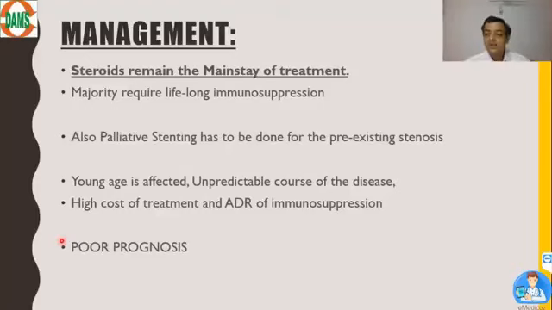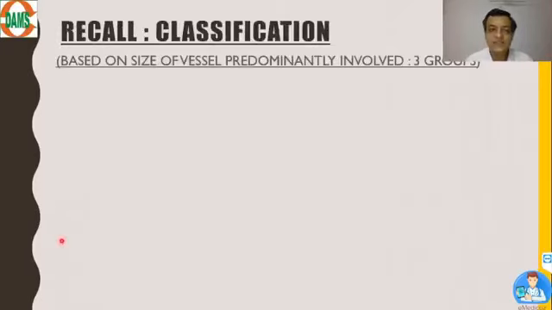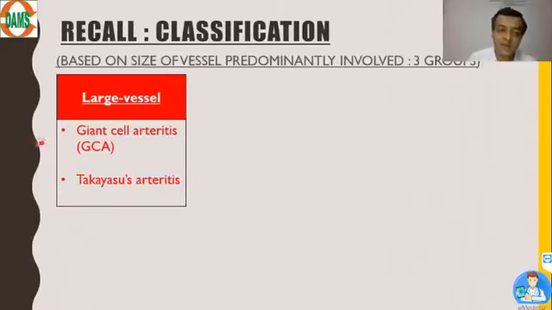Okay, so what we want to know, look at the status one by one. So first two large vessel cases we have written here. Large vessel vasculitis we have described. Okay, this we have completed.